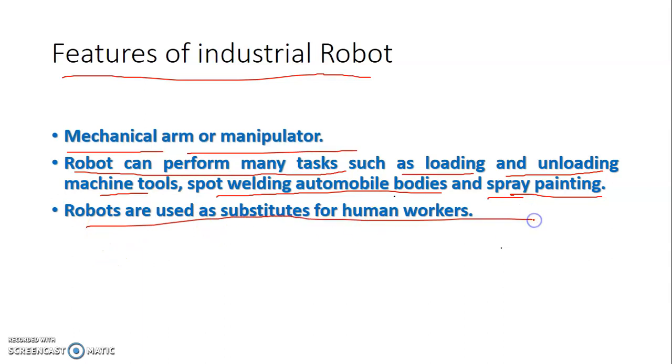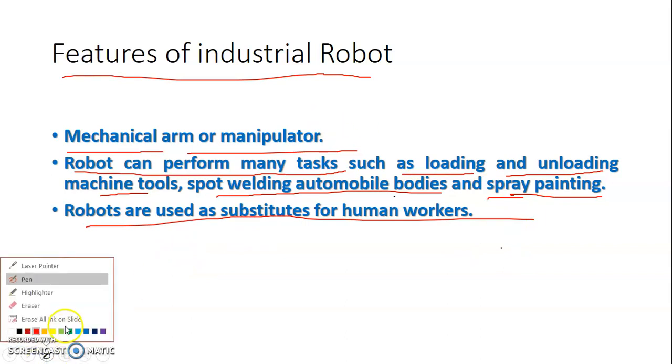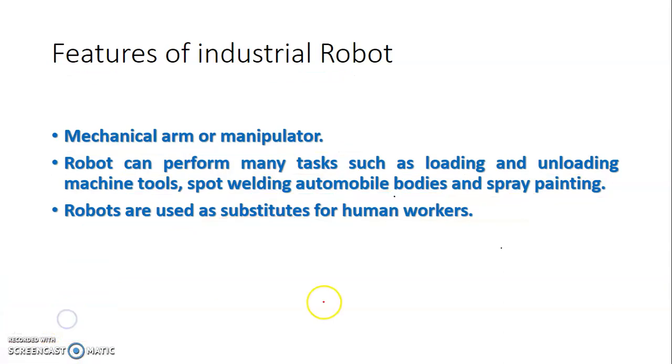Robots are also used as substitutes for human workers. In many hazardous working conditions we can use robots as a substitute, and in place of human beings we can use the robots to do the work. That is another main feature of the industrial robot. These are the main features of industrial robots used in industries to do different tasks.